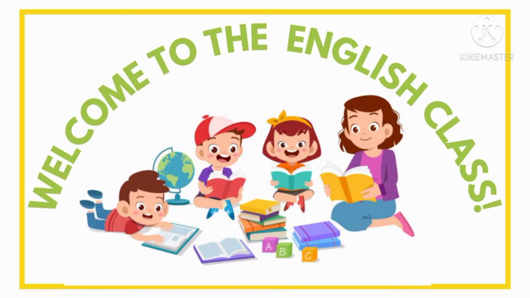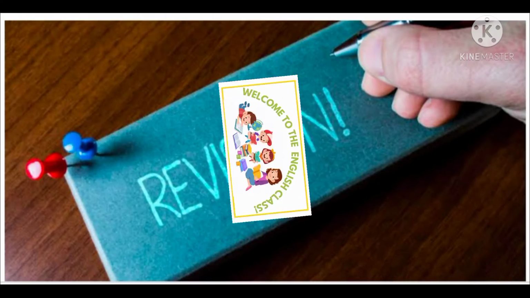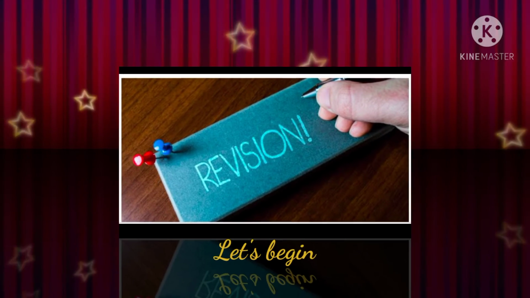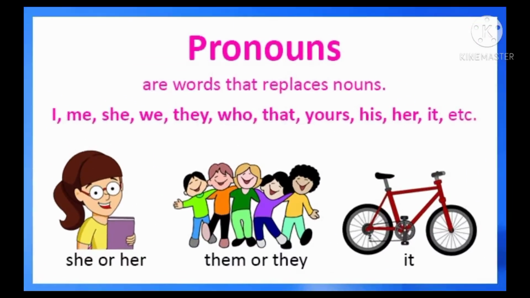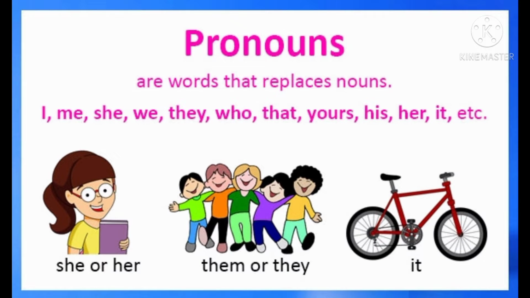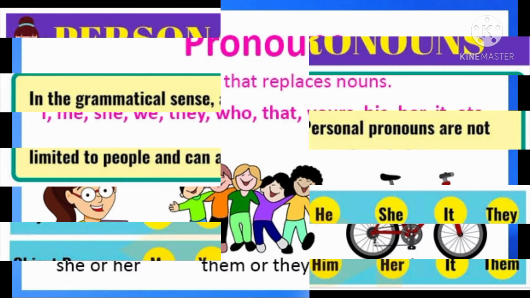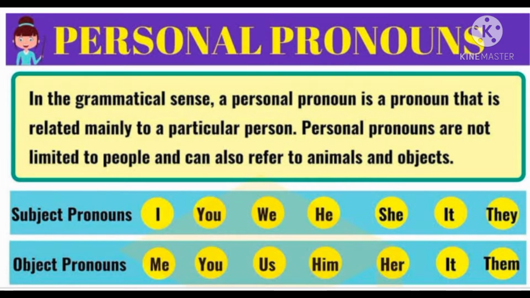So before we start a new kind of pronouns, let's start with a very quick revision of what we did so far. Let's start with the definition of pronouns. Pronouns are words that replace nouns. I, me, she, we, they. All these are pronouns, and within the kinds of pronouns we have already done personal pronouns.